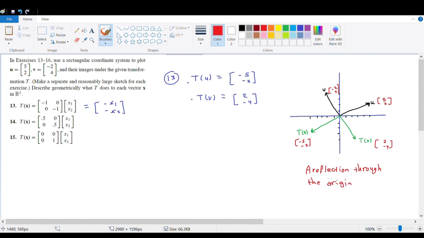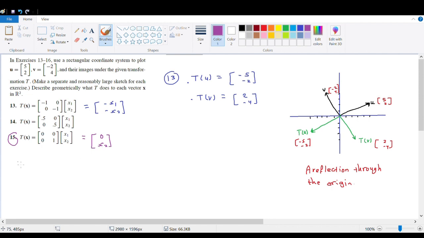يعني راح يصير انعكاس اللي هو الفيكتور حول نقطة الأصل الأوريجين 0 0. We'll do the same way for 15. So here our T x is equal [0 0; 0 1], and we have x1 x2. So if we multiply 0 by x1 plus 0 by x2, this will give us 0. 0 by x1 plus 1 multiplied by x2, this will give us x2.